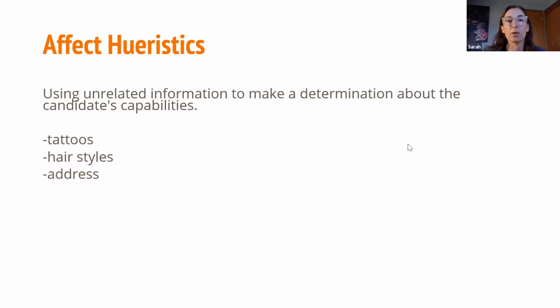Another one is called affect heuristics, which is using information that really has nothing to do with the candidate's capabilities to decide whether or not you want to hire them. And that can be something like tattoos or hairstyles. It can be their address. It's really things that, again, with awareness, we go, oh, that has nothing to do with whether they're capable or not. Like, I have earrings on right now. It doesn't say anything about who I am as a candidate.